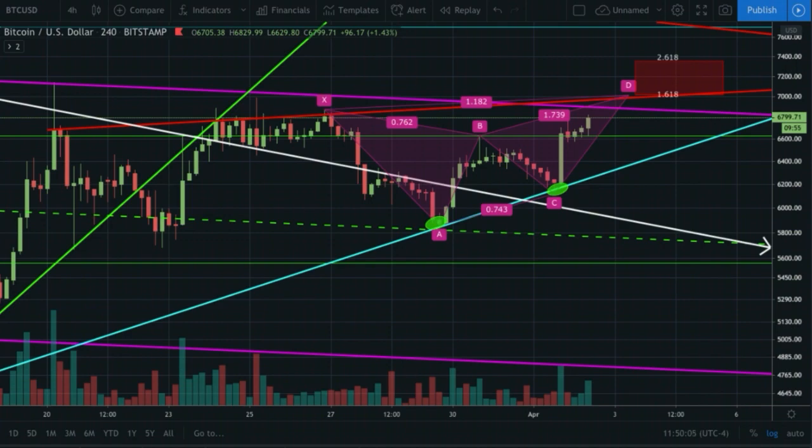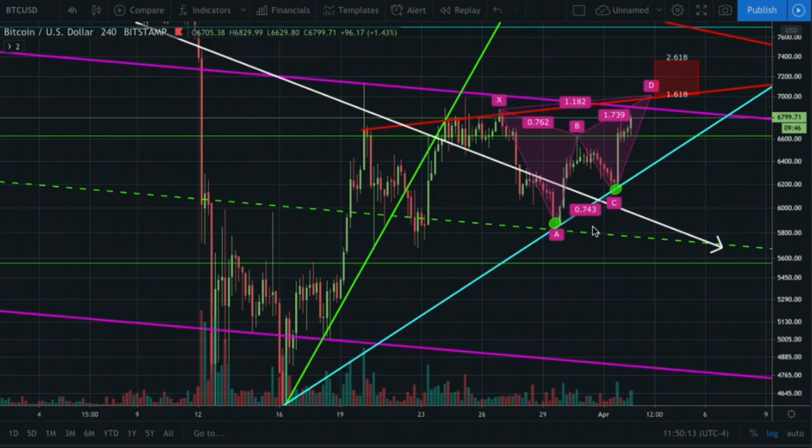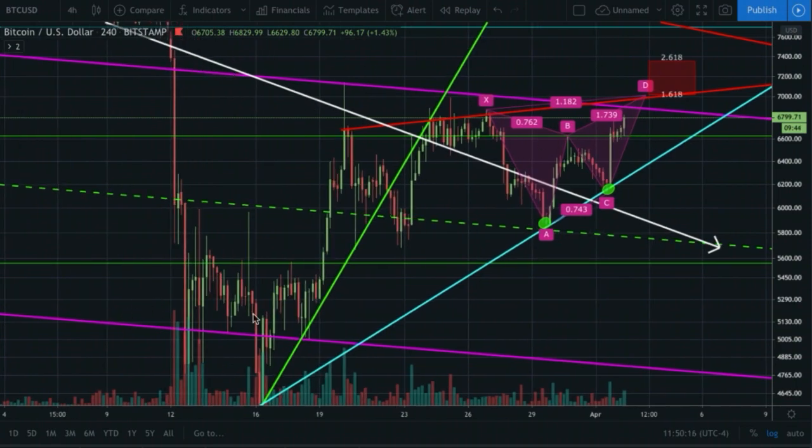Here we're looking at the Bitcoin chart. I'm on Bitstamp Exchange. This is the 4-hour. And what I'm looking at is basically the same thing we've been looking at. We're in this long time channel. We broke out to the bottom with that massive capitulation.